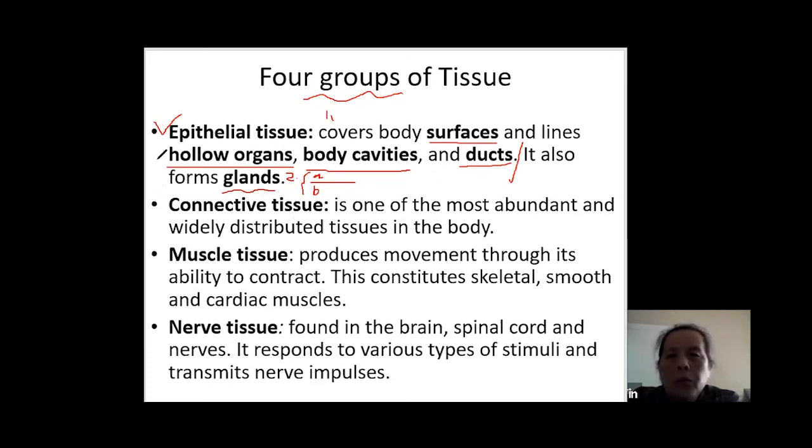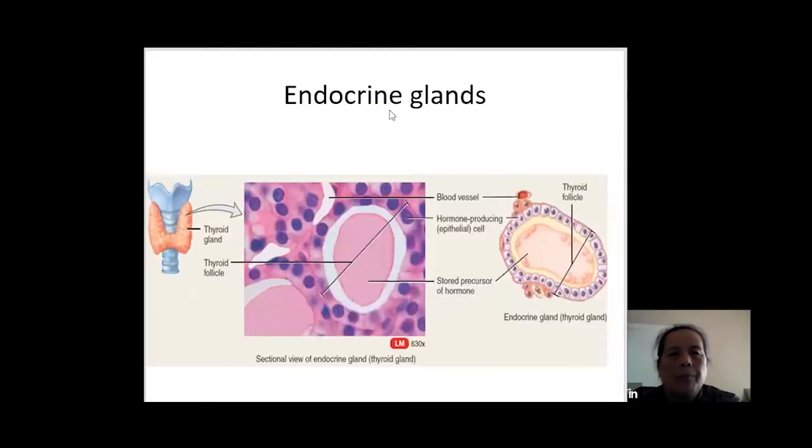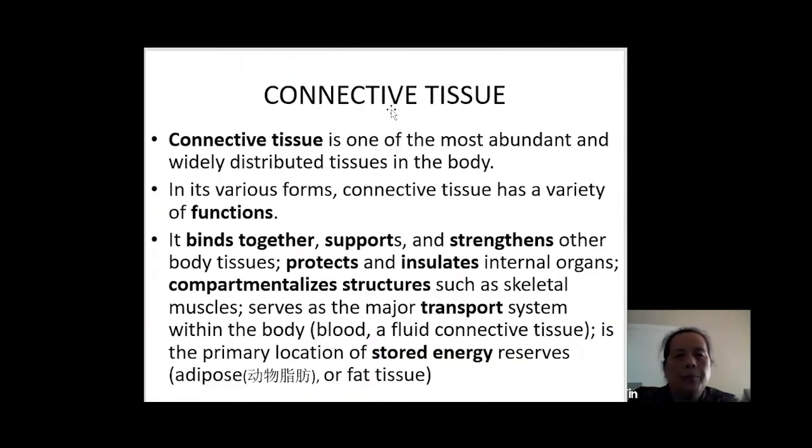Now we're moving to the second one, connective tissue. Connective tissue is a pretty big amount inside of the body, all over the body. So that's the second category, connective tissue.